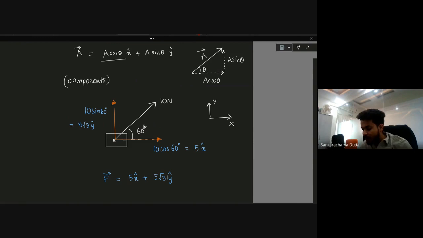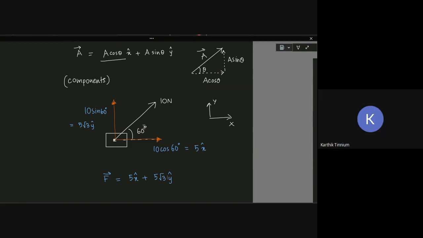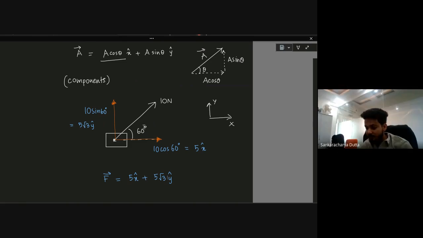If it's towards the negative x-axis, it will become minus 5 x cap. Yes, it does. That is what I was going to talk about in the next one.